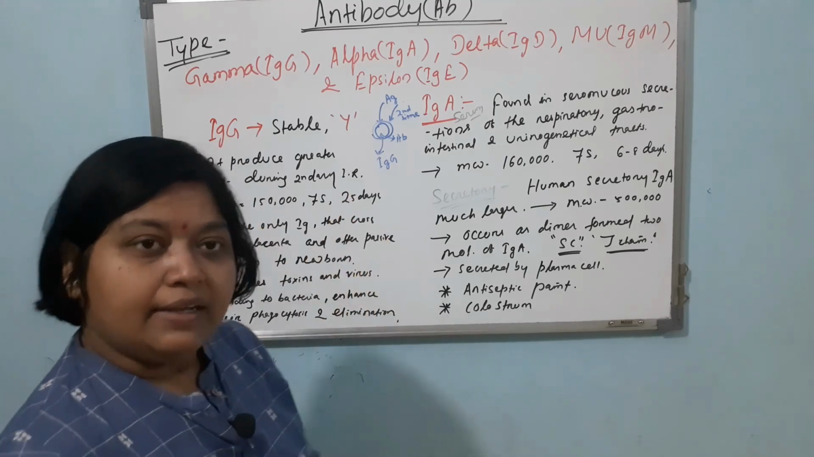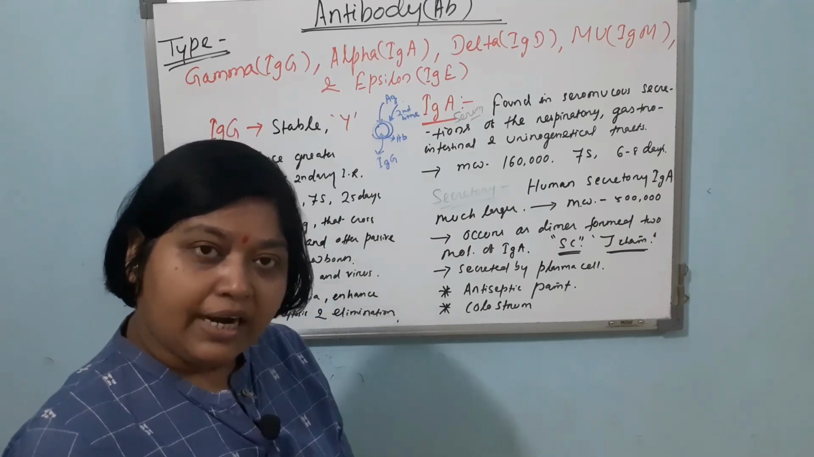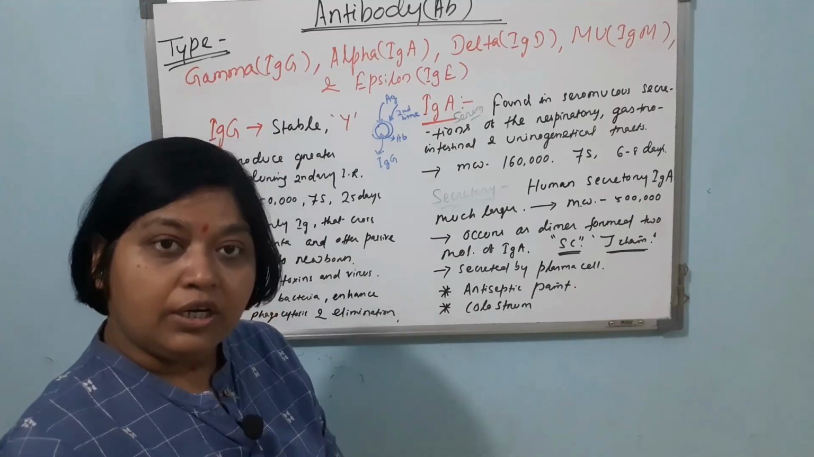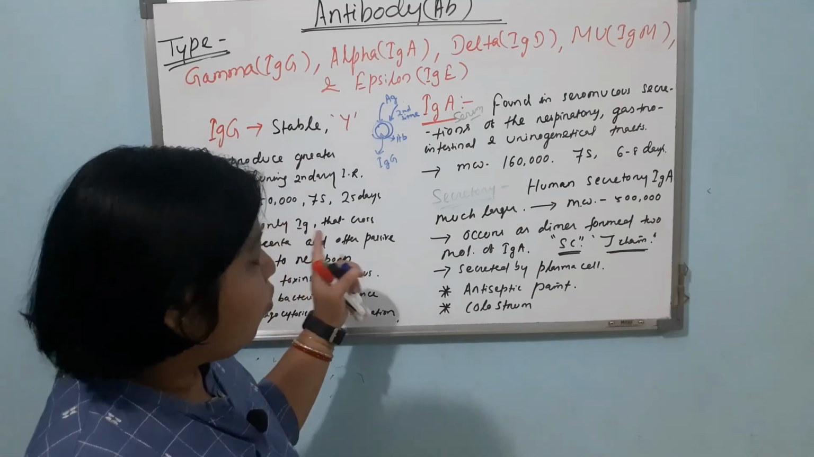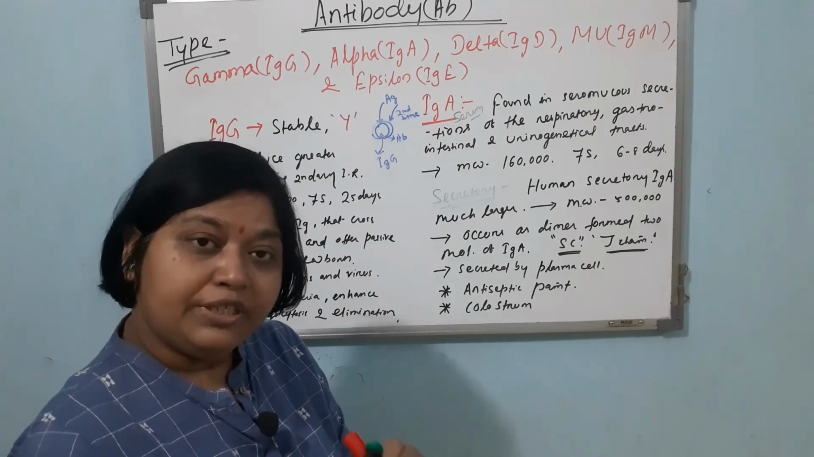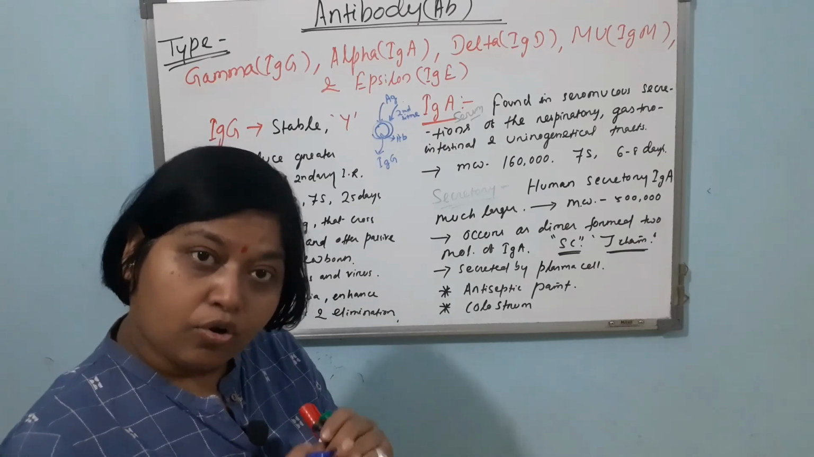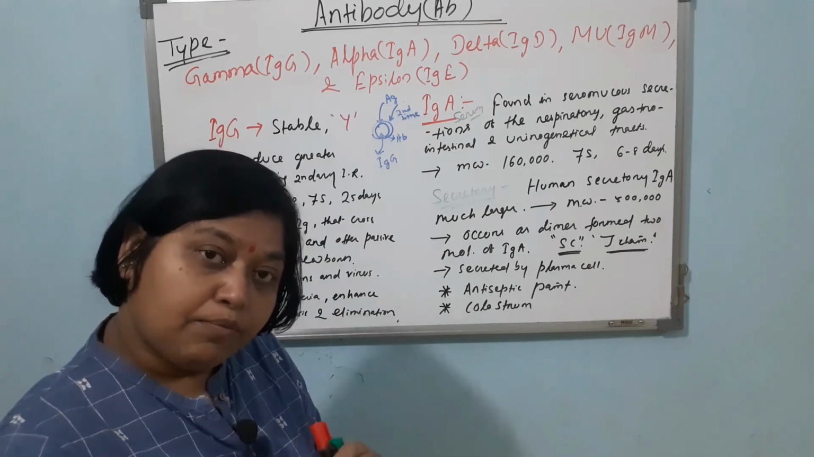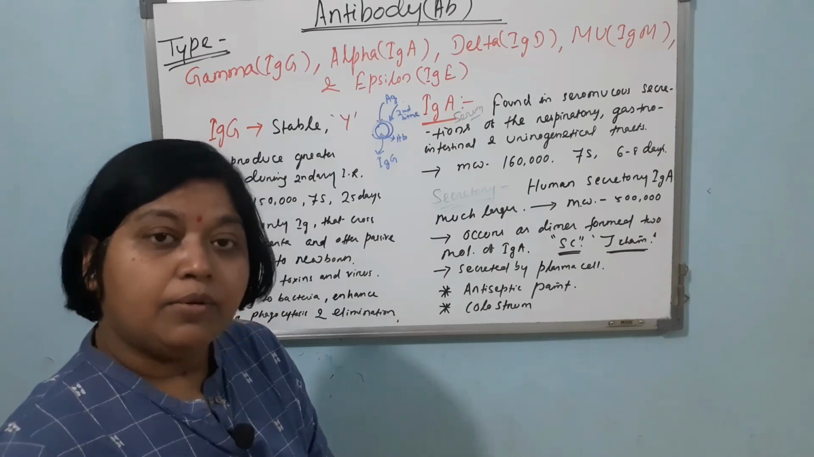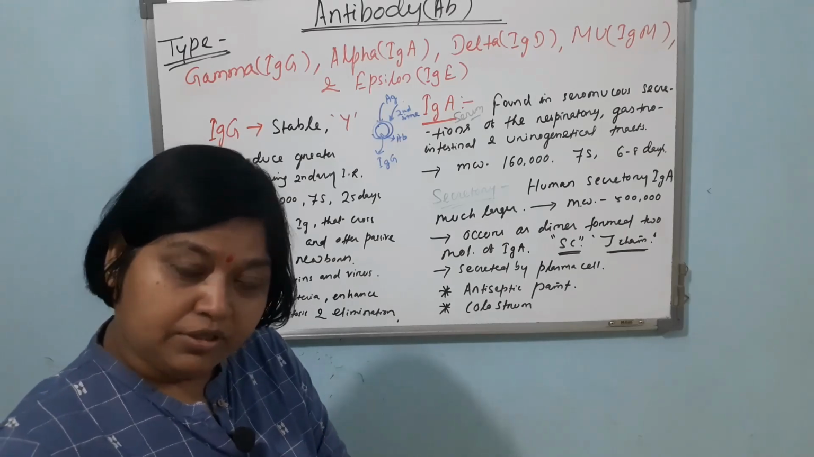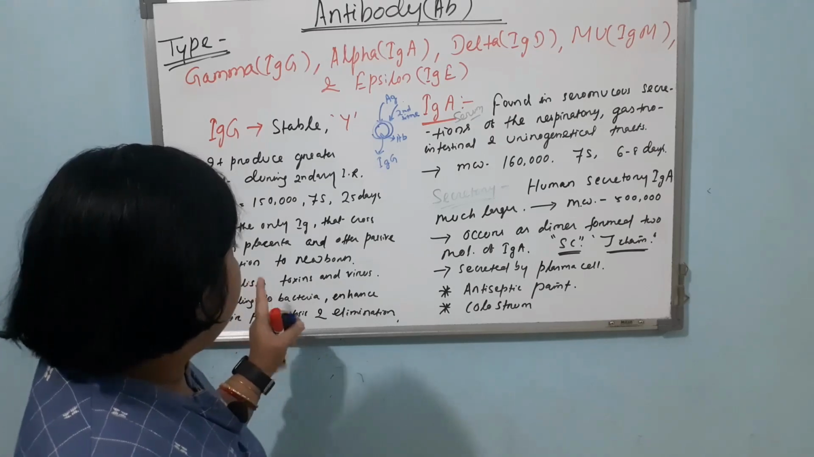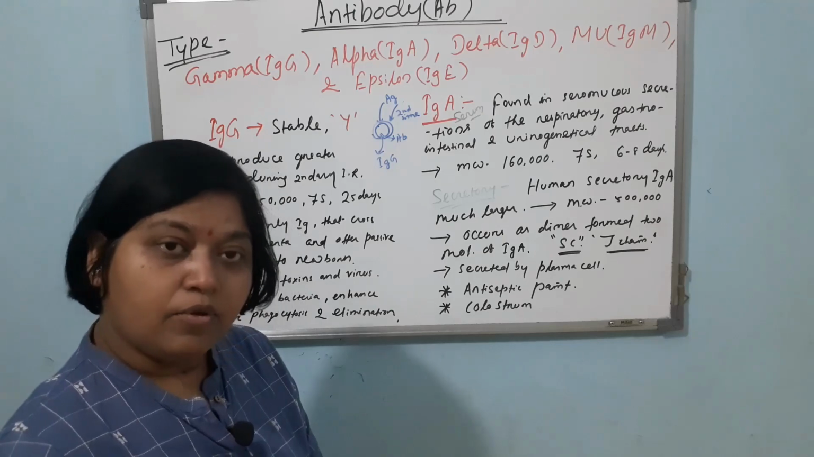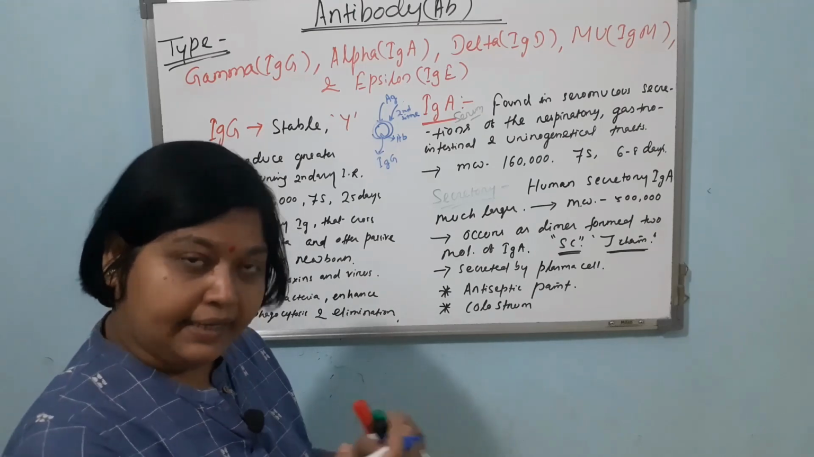Its molecular weight is nearly 150,000 Dalton, its sedimentation coefficient is 7s, and its half-life period is nearly 25 days. It is the only immunoglobulin which can cross placenta or cross human placenta from mother to baby, so that it can protect the newborn baby up to 6 to 9 months. It can neutralize different type of toxin. It can enhance phagocytosis process when it will bind with bacteria.